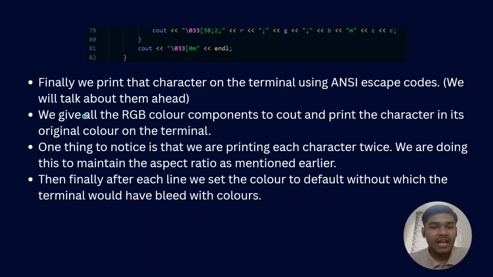So we give all the RGB color components to printf and print the characters in the original color on the terminal. There you can see we have defined some ANSI escape code, and then we have given the red, green and blue color to the terminal. And one thing to notice here is that we are printing each character twice. We are doing this to maintain the aspect ratio as mentioned earlier.